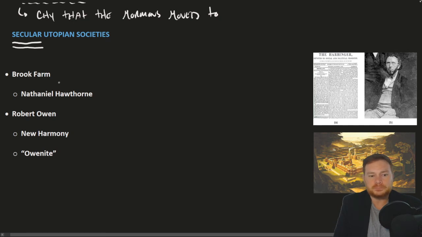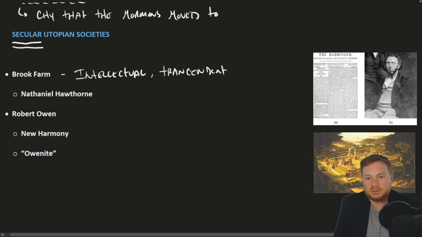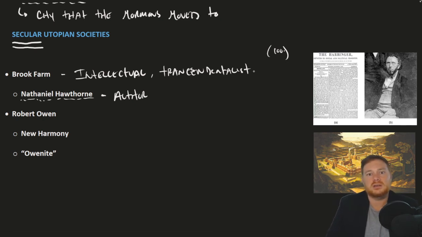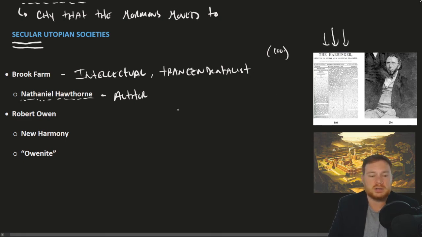One of them was Brook Farm. Brook Farm was more of an intellectual community. We might say this is also somewhat related to the Transcendentalist movement. One famous member of Brook Farm was Nathaniel Hawthorne, who was an author. It was very small, only about 100 people. It was just a group of 100 intellectuals that engaged in scholarly questions and criticized society, and sought to separate themselves from mainstream United States. They wrote a newspaper called The Harbinger. See it right here.